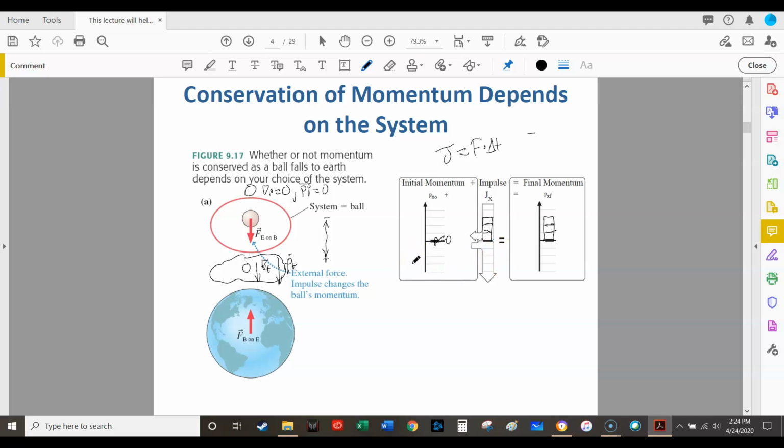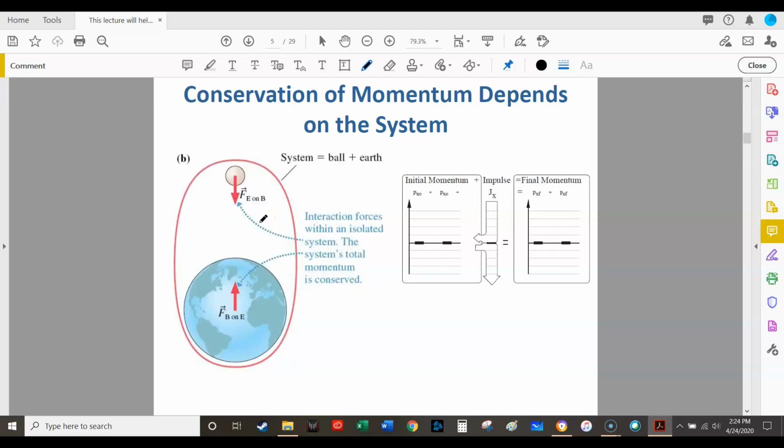Well, there's a better way to do this problem. Rather than just looking at the ball itself, why don't you make the entire system both the Earth and the ball? Okay? And so here, if you do this, you could set it up that the initial momentum of the ball was not moving, and that the initial momentum of the Earth was also not moving.